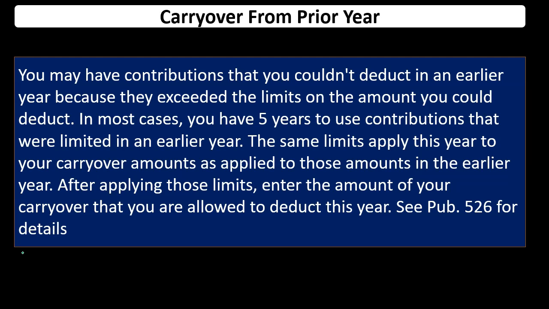So we've discussed limitations on charitable contributions. So what if I had more contributions than I was able to deduct? The question then would be, well, can I get some benefit from them in some year other than the current year, typically rolling them forward to the next year? You may have contributions that you couldn't deduct in the earlier year because they exceeded the limits on the amount you could deduct. In most cases, you have 5 years to use contributions that were limited in an earlier year. So in most cases, the charitable contributions were limited due to an AGI limitation or something like that. Therefore, we're going to just carry them forward.